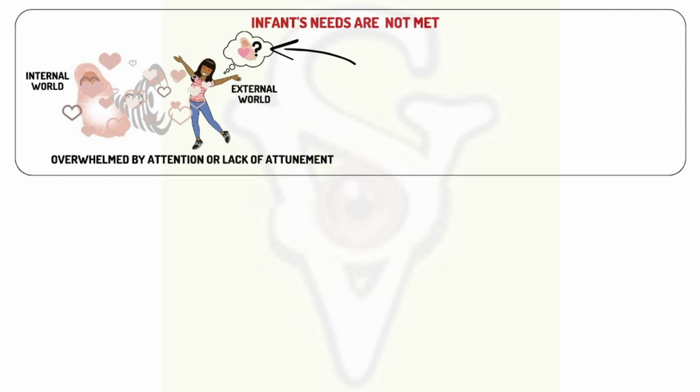It could also be that the primary caregiver is projecting their own need to be loved onto the baby or using the baby as a love object rather than tailoring for the needs of the baby. Or it could also be that the infant is just very sensitive to the advances of the primary caregiver. Either way, the infant's needs are not met and the infant feels overwhelmed.